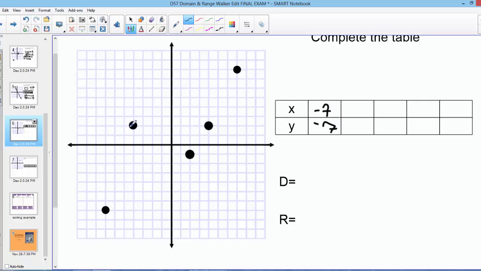Then, next point, negative 4, 2. Next point, 2, negative 1. Then, 4, 2. And lastly, we have 7, 8.